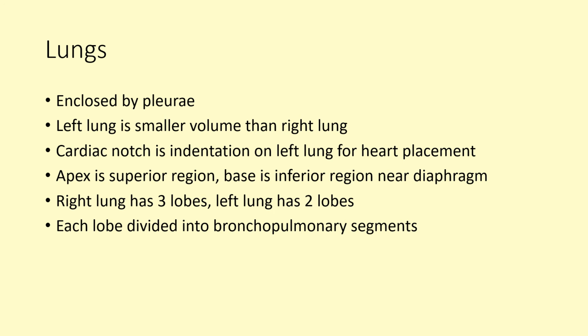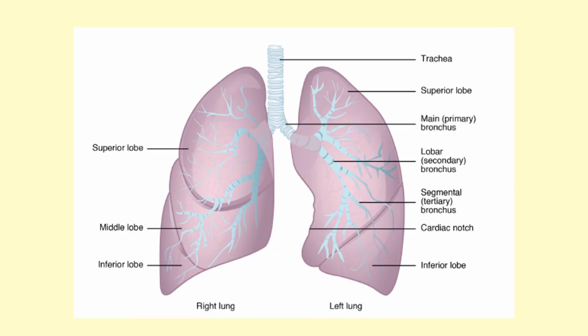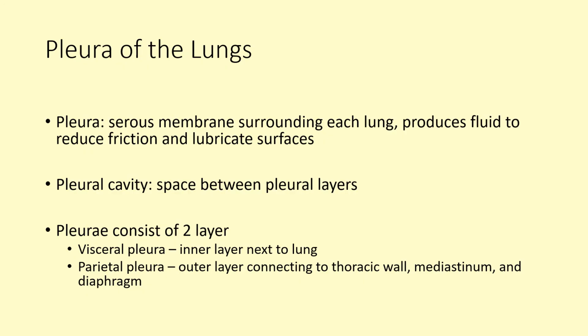Because the right lung is slightly larger, it has 3 lobes. The left lung has 2 lobes. And then each lobe can be divided or subdivided into smaller units. So here you can see the lungs with the lobes noted on it, as well as the bronchioles on there.